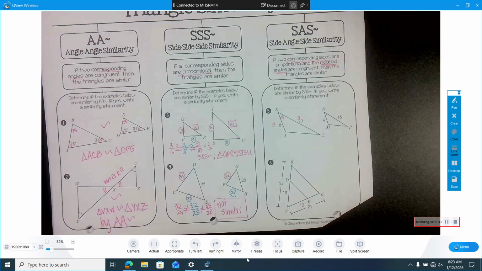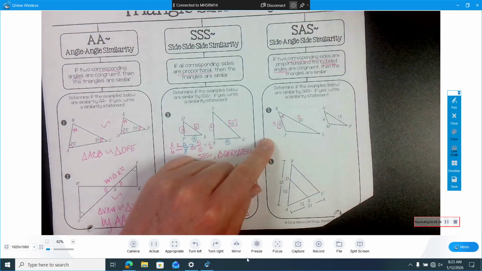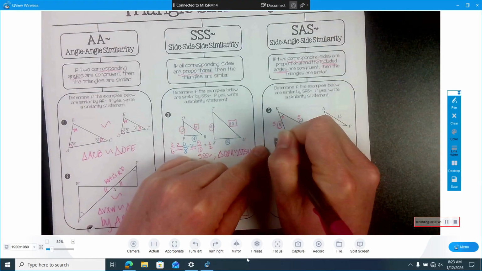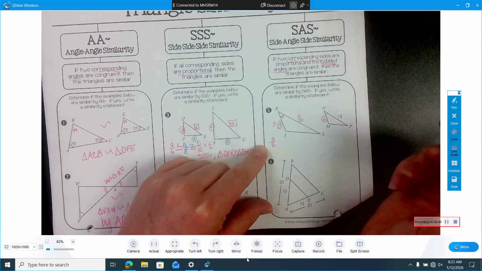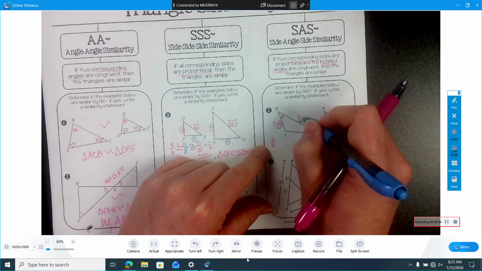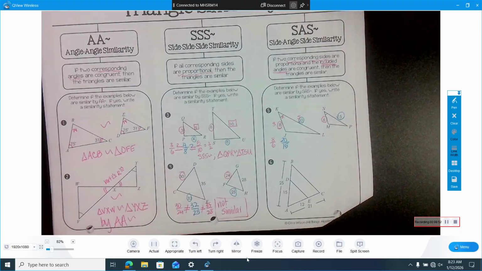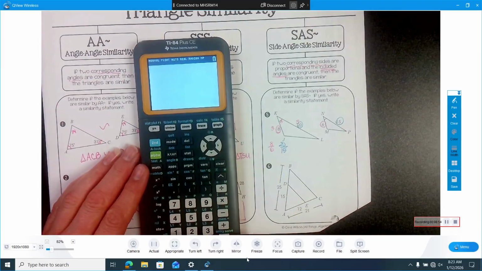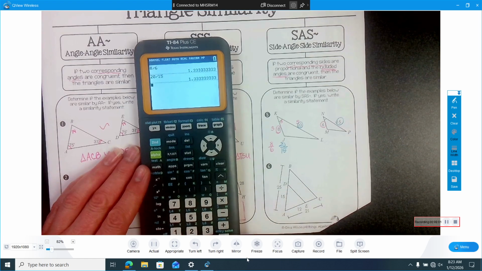And so what we want to check here is, are the corresponding sides proportional? What are my corresponding sides? What corresponds to 8? 6, all right. So 8 over 6, and then what's the other pair of corresponding sides? 20 over 15. Are those congruent, or equal, rather? I don't know. 8 over 6 is 1.333, and 20 over 15 is 1.333.